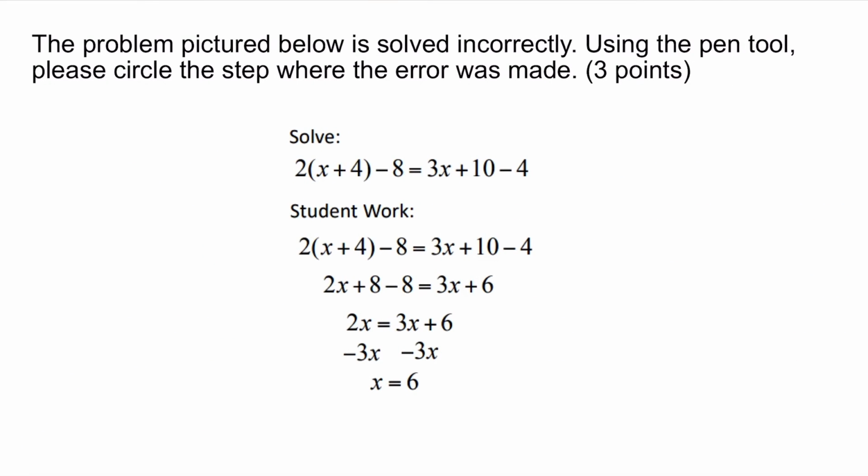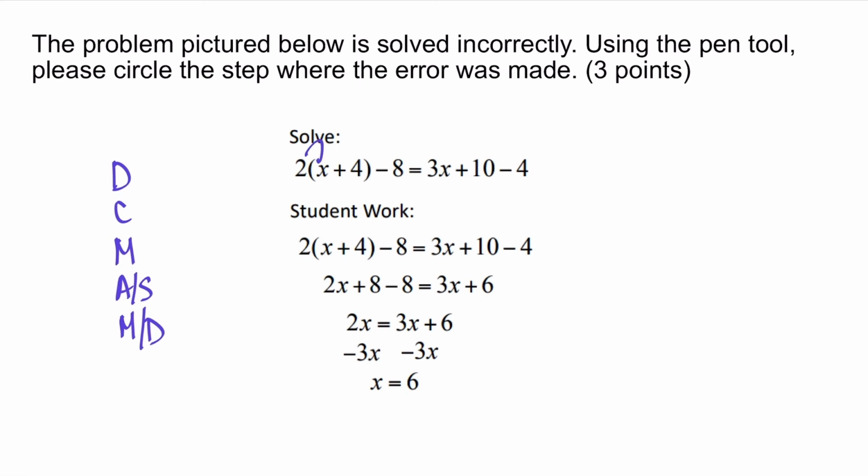So let's look at this problem. This problem wants you to find a mistake. It's already solved. So let's follow through and see if we can find where the mistake was made. So we know we're going to use our problem solving steps. And so let's work through this problem.